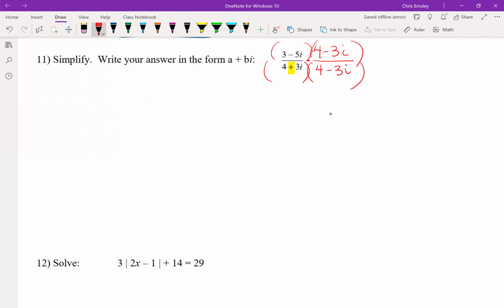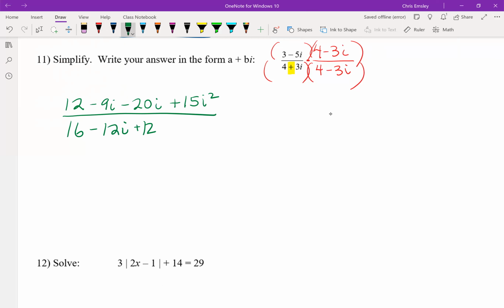Then what we need to do is FOIL out the top and FOIL at the bottom, and let's see what we get. Up top, 3 times 4 gives me a 12, and then a minus 9i, and then a minus 20i, and then a plus 15i squared. Let's do the same work on the bottom. FOIL it out. The 4 times 4 gives me 16. 4 times negative 3i, positive 3i times 4, and 3i times negative 3i. Okay, there's everything multiplied out.